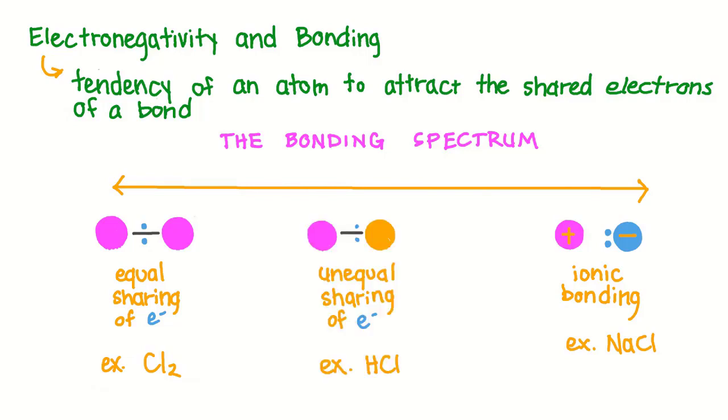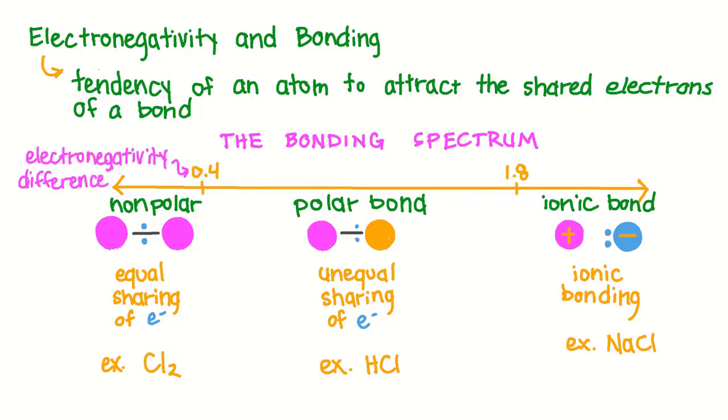For everything else in the middle of the spectrum, there will be an unequal sharing of electrons, like we might see in a molecule like hydrogen chloride. Here we have a difference in electronegativity between the two atoms, but it's not as large as we see in ionic bonding. A bond like this in a molecule where the electrons aren't evenly shared is called a polar bond. And bonds where the electrons are evenly shared are called nonpolar. And as we know, bonds on the other end of the spectrum are ionic.